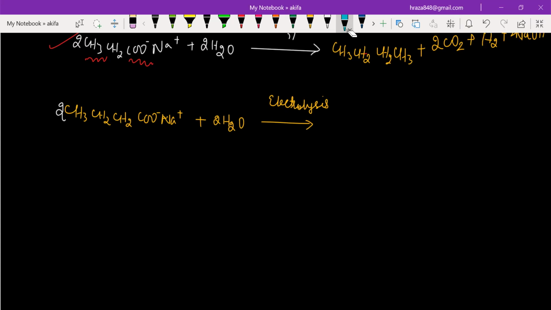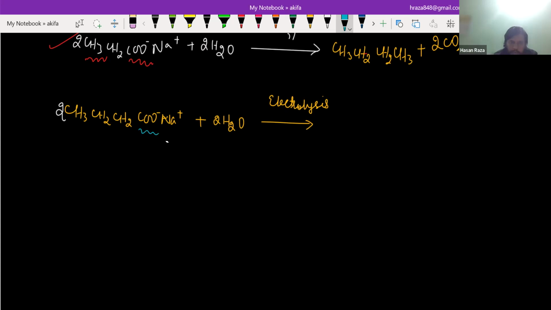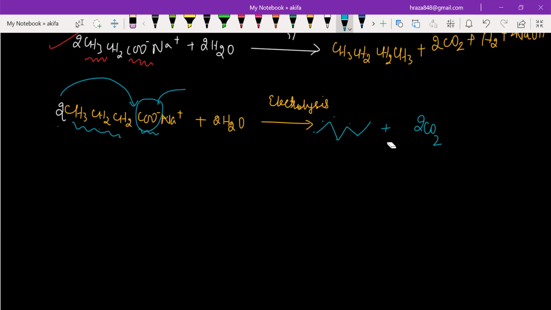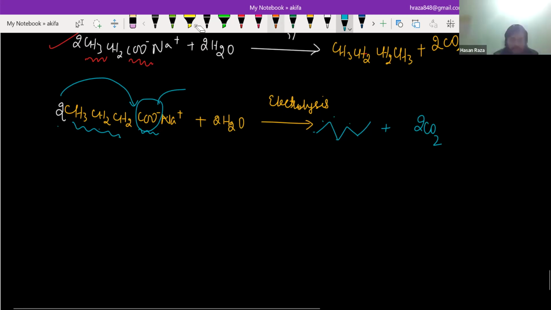The product will be butane. Butane or hexane? What you have to do is release CO2. 2 CO2 will be released. Now 3 carbons are here and double of 3 is 6. So it will be hexane. 1, 2, 3, 4, 5, 6. It will be hexane, right, Akifah? Yes. Okay.